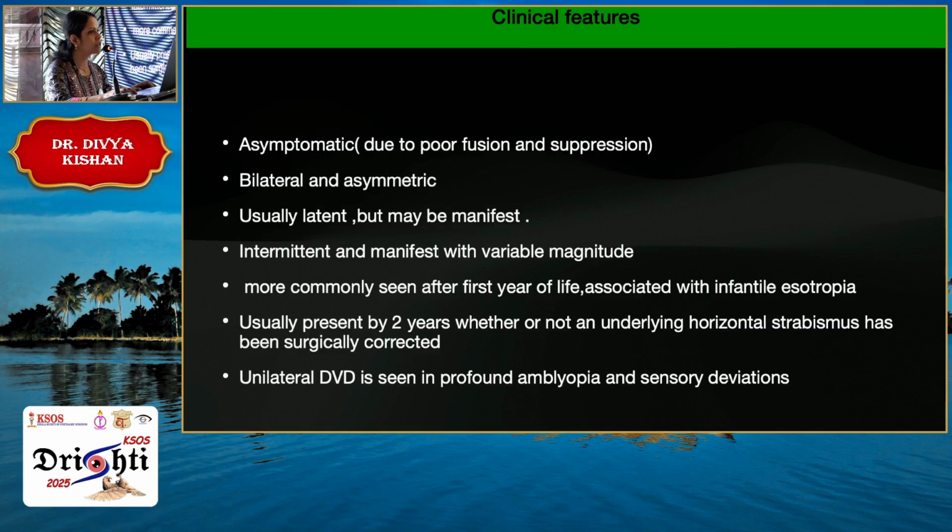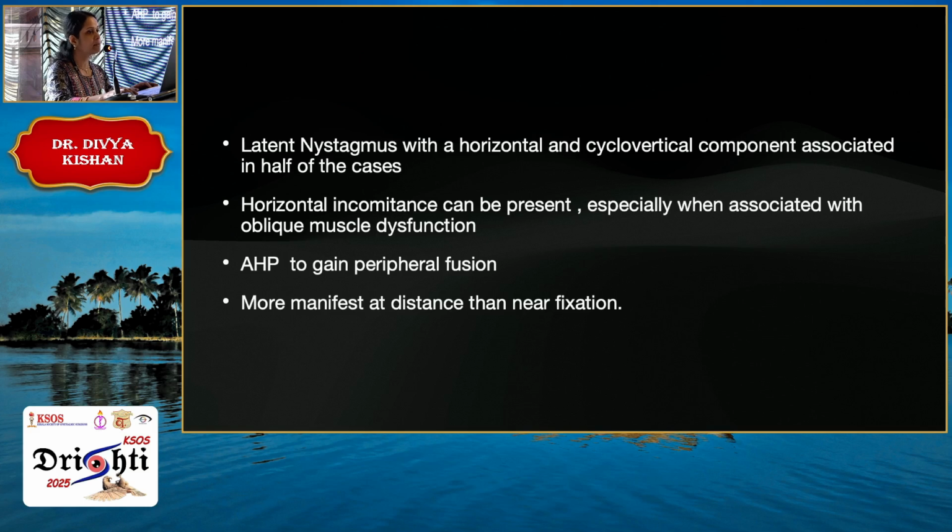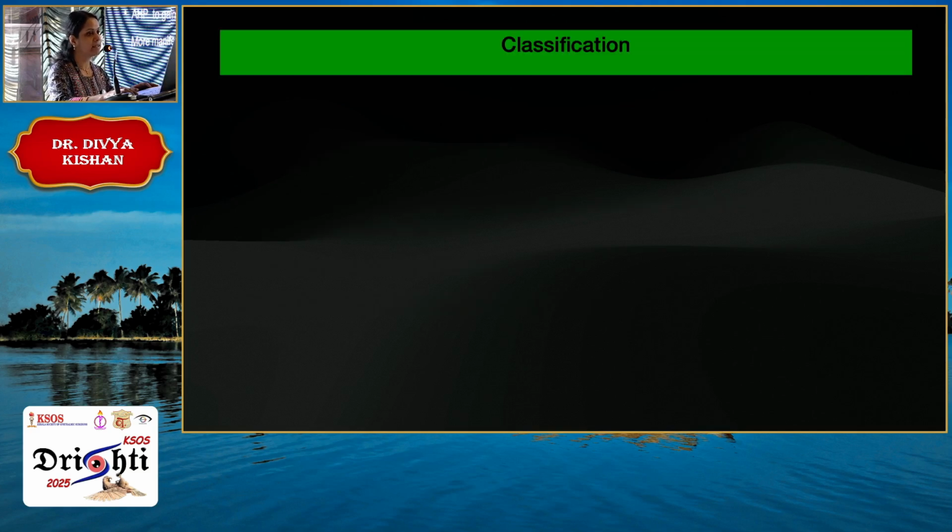So what are the clinical features? How does the patient present to you? The patient is usually asymptomatic because of poor fusion and suppression. DVD is usually bilateral, but very asymmetric. It can be latent, but can also be manifest, intermittent and manifest with variable magnitude, more commonly seen after the first year of life, and the most common association is infantile esotropia. It is usually present by 2 years, whether or not the underlying strabismus is surgically corrected. Latent nystagmus can also be there, horizontal incompetence can sometimes be there, and abnormal head posture. DVD is more manifest at distance than at near fixation.